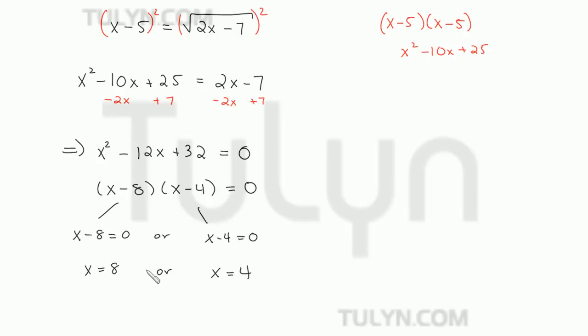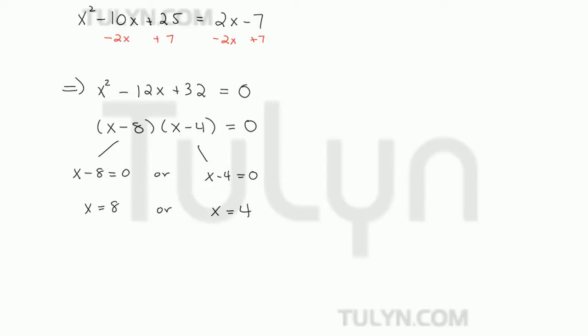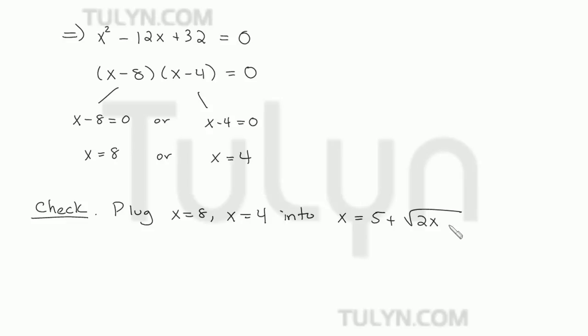Now we have our two solutions for x, but because we squared both sides of the equation, we may have gained an extraneous solution, so we have to check both answers. The way we check is by plugging x is equal to 8 and x is equal to 4 into the original equation, which I'll rewrite here. It's x is equal to 5 plus the square root of 2x minus 7.